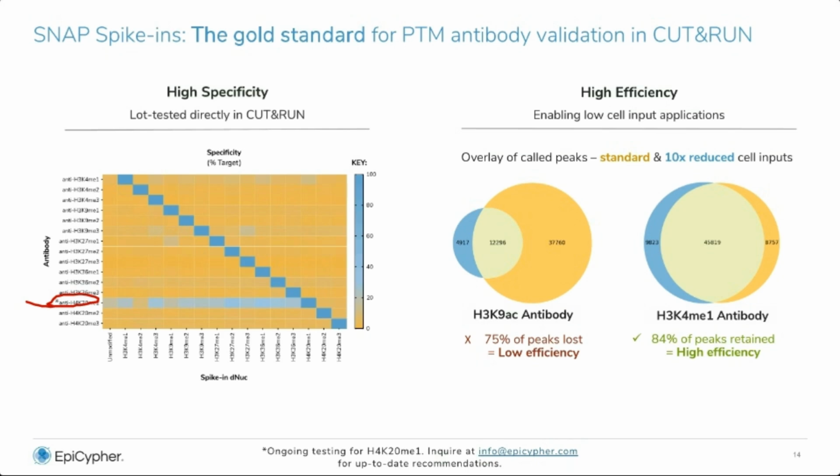And what you can see for the H3K9 acetyl antibody here is that you've lost most of your peaks, making that jump down to 50,000 cells. However, the K4 monomethyl antibody here on the right retains over 84% of its peaks, even at 10-fold reduced cells. So this is a very high efficiency antibody.